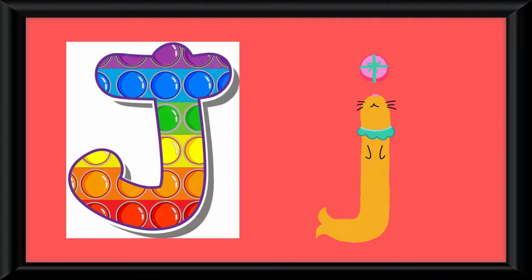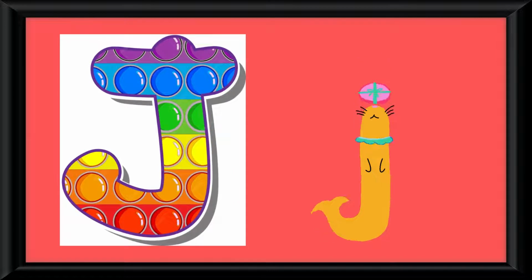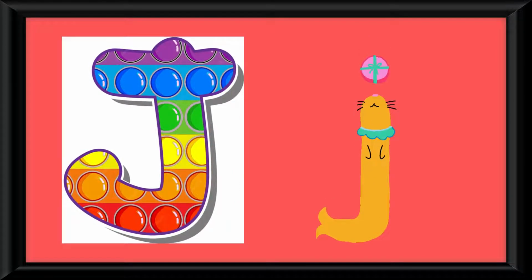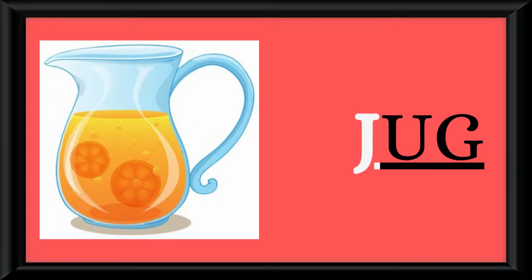E, inkpot. The name for this letter is J. Sound it makes is J. Let's look at some words that start with this sound J. J is for jug. J, jug. J is for jug. J, jug.